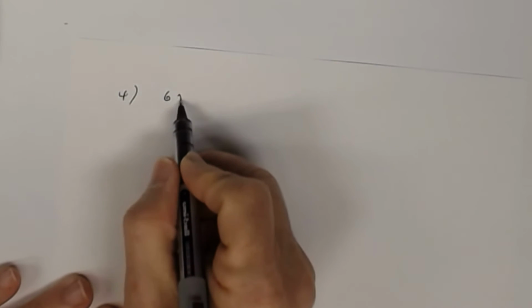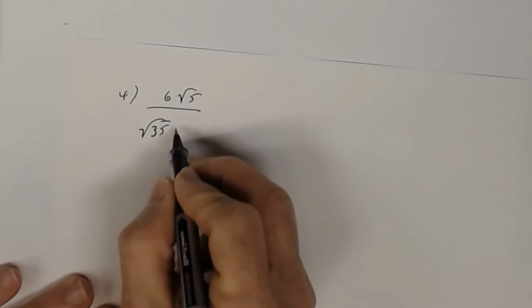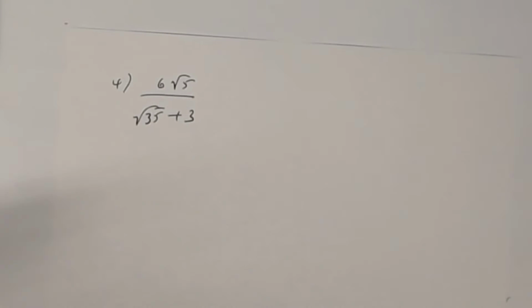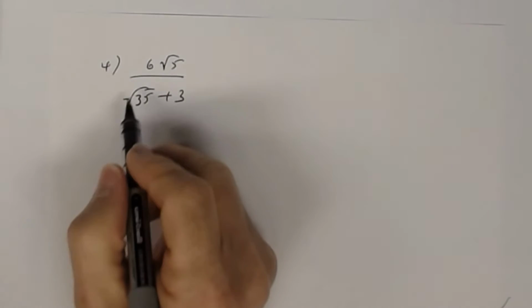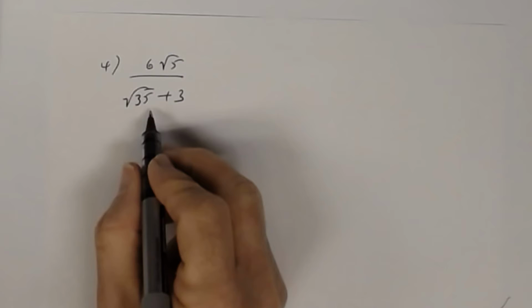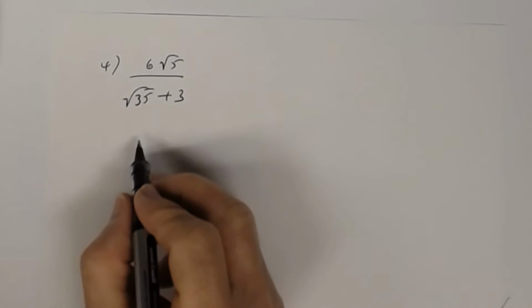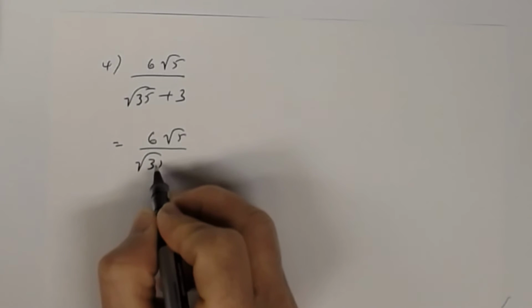We have 6 square root of 5 divided by the square root of 35 plus 3. Okay, so let's notice I have a radical in the denominator, and so I need to rationalize the denominator. Since those are two terms, I'm going to use the conjugate to do that. So square root of 35 plus 3.